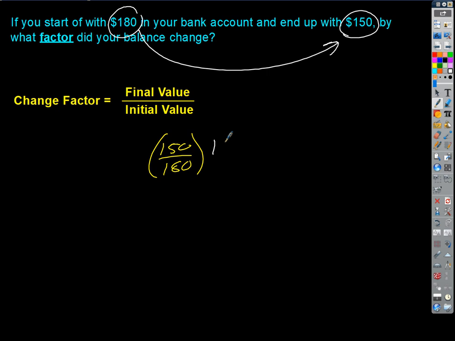Well, look what happens if I multiply that by 180. The 180s cancel, and I get 150. Makes sense, doesn't it? So then we'd want to simplify this. 150 over 180, I could divide by 10 and get rid of the zeros. And then 15 over 18, what can I divide both by? 5 and 18 divided by 3 is 6. There we go. So 5 over 6 would be the answer, right?